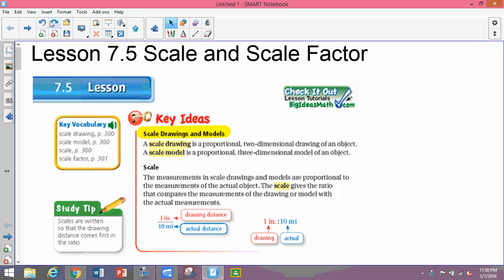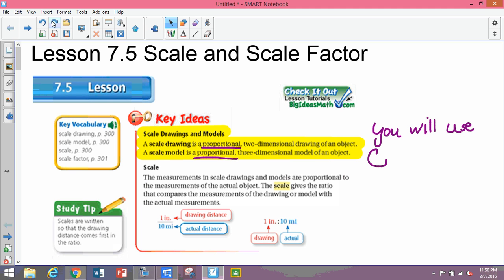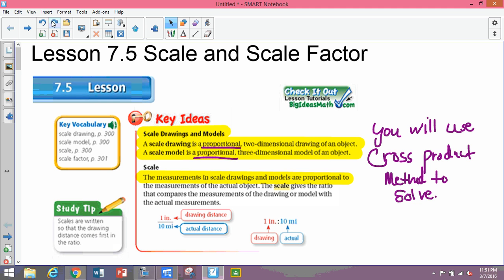And when you have that, a scale drawing is a proportional two-dimensional drawing of an object, and a scale model is a proportional three-dimensional model of that object. The key word here is proportional. So because it's proportional, we're going to use the cross product method to solve these problems. You'll be cross multiplying and dividing to get the variable alone. The measurements in the scale drawing and models are proportional to the measurements of the actual object.